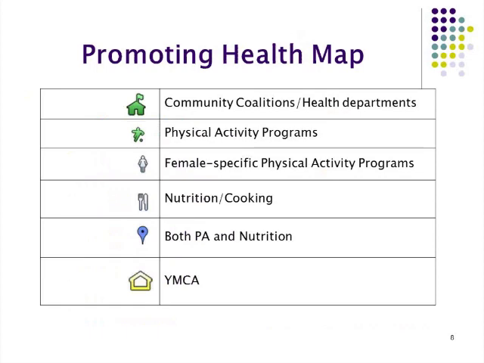When you access our website, the map is divided up into little categories, as I mentioned before, and this is the key to recognizing what some of those icons are. Again, we have community coalitions and health departments. Physical activity programs is the little soccer player. If there are female-specific physical activity programs, it's designated by the little female icon. Nutrition and cooking is a knife and fork. Programs that incorporate both physical activity and nutrition are the blue dot, and YMCAs are the yellow house.